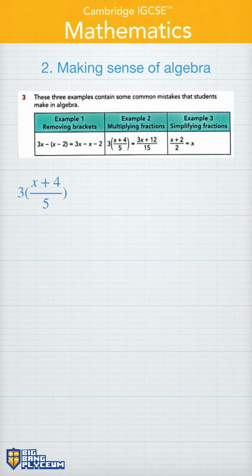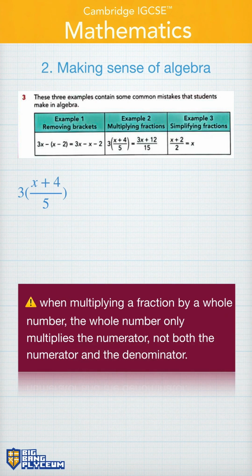So the original expression was 3 multiplied by the bracket x plus 4 over 5. So in here, it's about multiplying fractions, okay? So how can we do that? Well, some people, when multiplying a fraction by a whole number, tend to multiply the numerator and the denominator at the same time by this whole number, which is wrong. So you only multiply the numerator, but not both of them, okay?